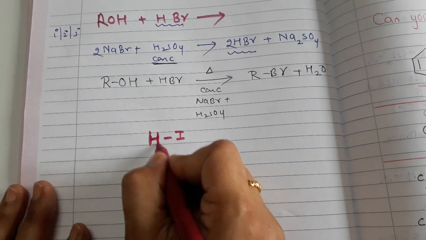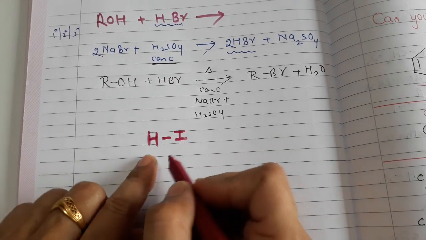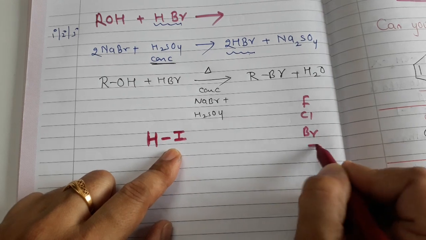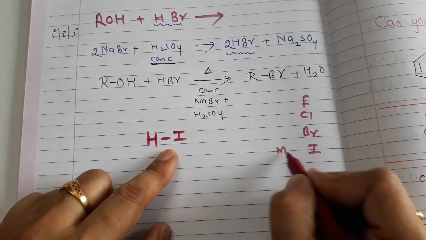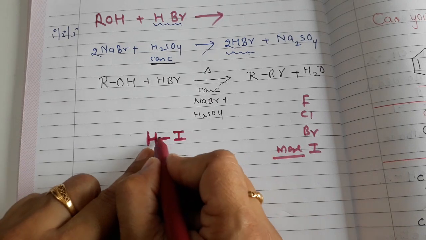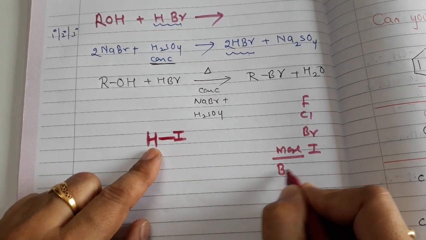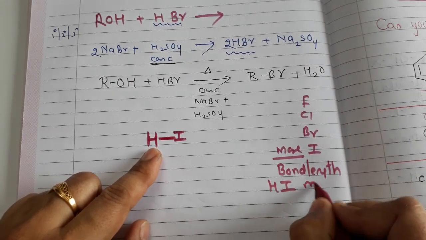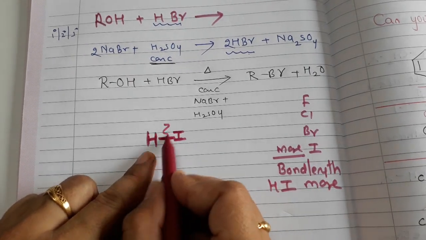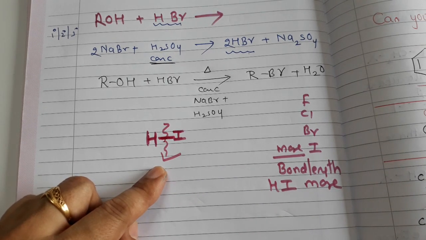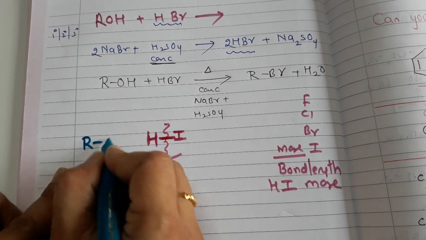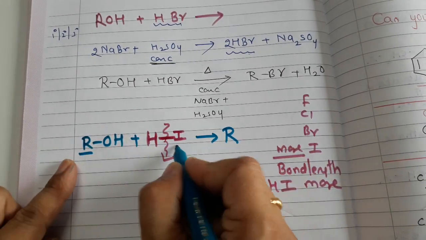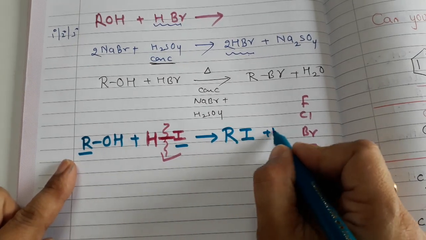Now, you all must have a little bit of knowledge of the size of iodine. If you compare fluorine, chlorine, bromine, iodine, the size of iodine is more, the atomic size is more. It means the bond length of HI is more. I will just write here, bond length of HI is more. So it means that the HI bond can easily break, and if it easily breaks, it can immediately be used to get alkyl iodide. Okay, and we will be getting water.